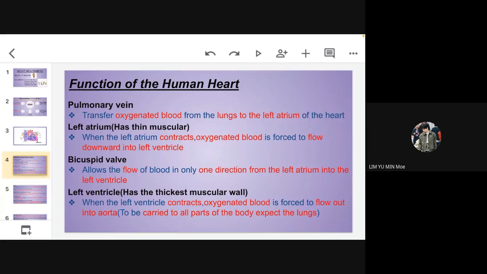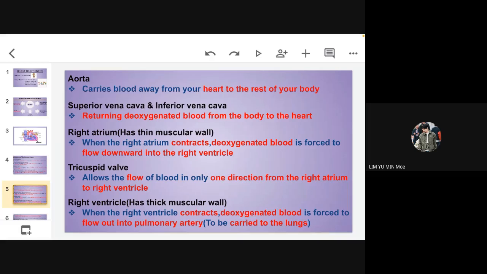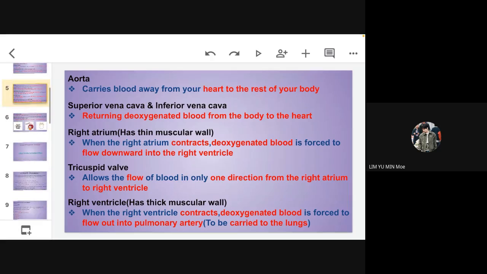And the left ventricle has the thickest muscular wall, and when it contracts, oxygenated blood is forced to flow out into the aorta, and the aorta carries blood away from your heart to the rest of your body. The next is the superior vena cava and inferior vena cava. They return deoxygenated blood from the body to the heart.